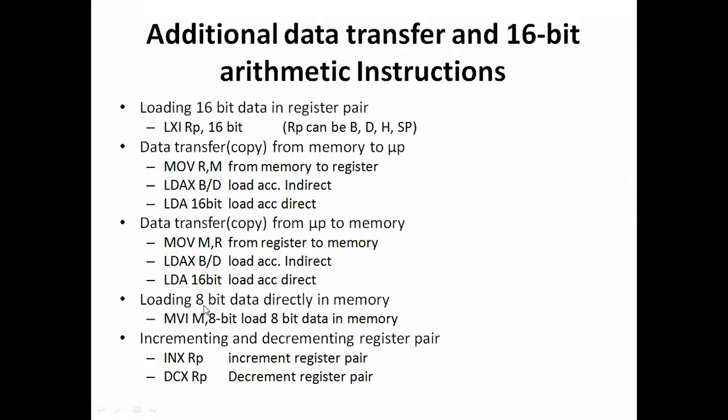Now, there is another instruction which is used to load 8-bit data directly into the memory, MVI M, 8-bit. By using this instruction, whatever 8-bit data you define will be copied into the memory. But which memory? Again, it is an indirect addressing: the memory whose address is present in the HL pair. And similarly, we have incrementing and decrementing of the register pair. That is INX RP, which is going to increment the register pair, and DCX RP, which is going to decrement the register pair.